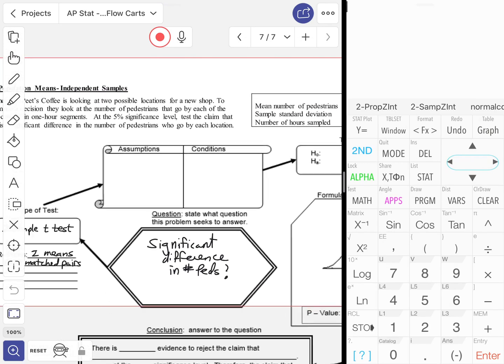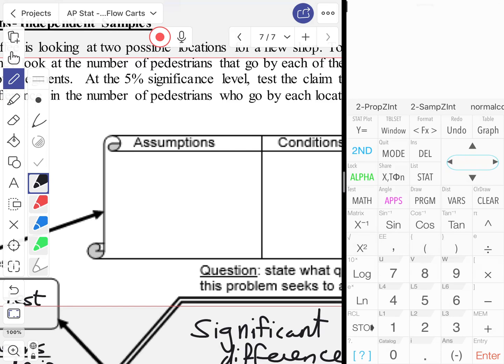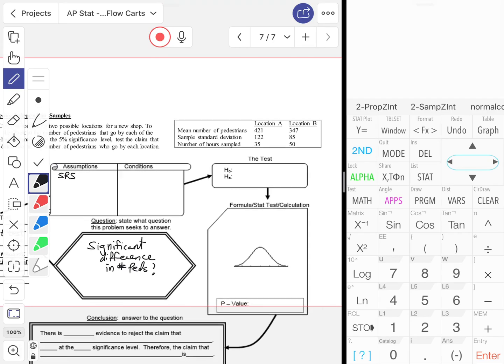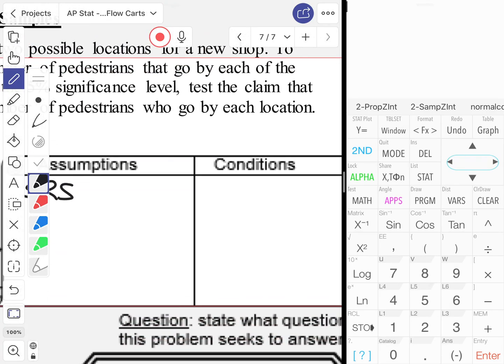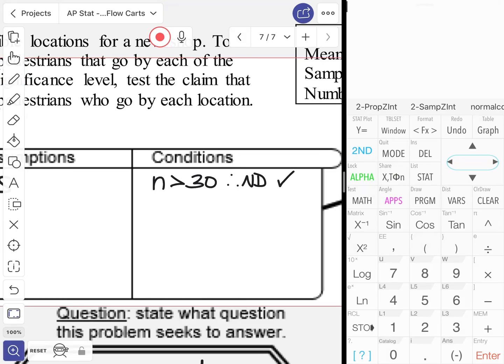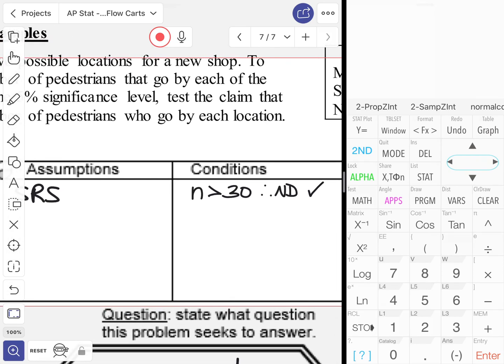All right, assumptions, conditions. Simple random sample. They didn't say it, but what 1 hour segments are they referring to? In order for this to work, it would have to be selected at random. Normal distribution: well, the sample size is at least 30, so n is greater than 30. Therefore, we're going to assume it's a normal distribution because we've met the condition that the sample size is greater than 30. They don't say anything about a population standard deviation.